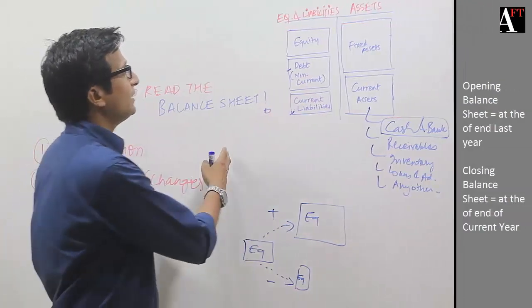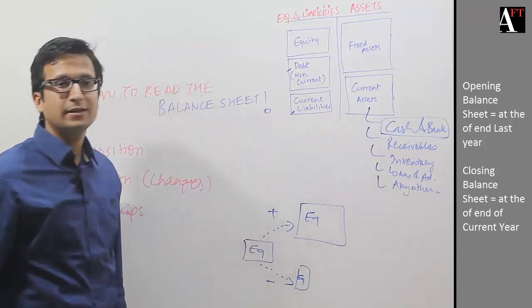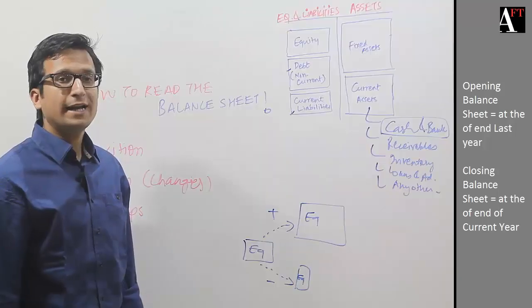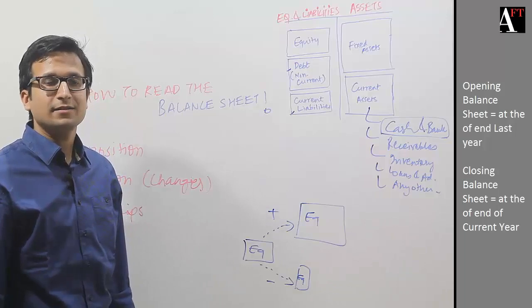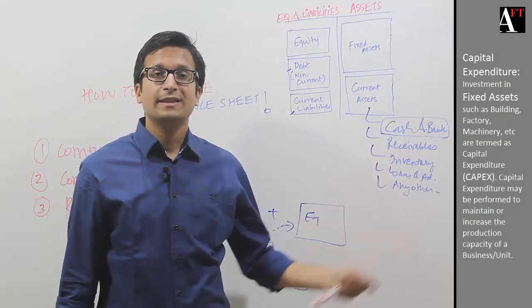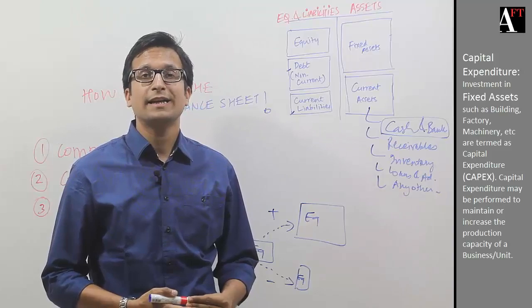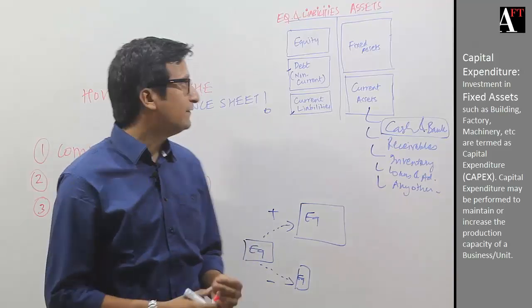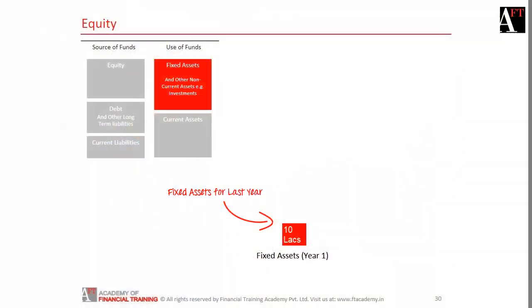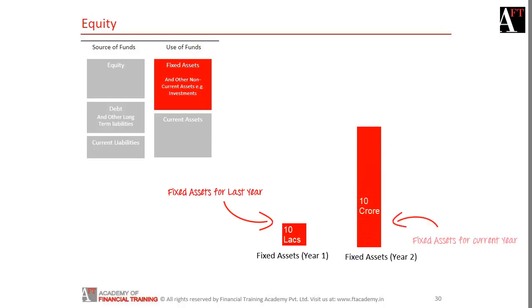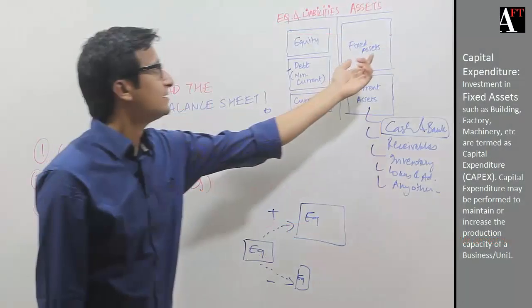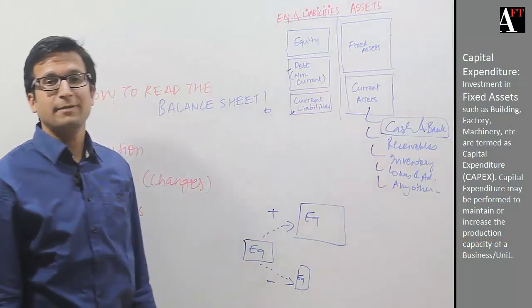So we will be looking at the opening balance sheet and the closing balance sheet and then try to find out what has been the change in fixed assets. If the fixed assets have gone up, that means the company has done capital expenditure during that year. If they have gone up substantially, for example, at the beginning you just have 10 lakhs rupees of fixed assets, and in the year-end balance sheet you have almost a 10 crore type of a number which is seen in the fixed assets. That means the company has done substantial capital expenditure during the year.